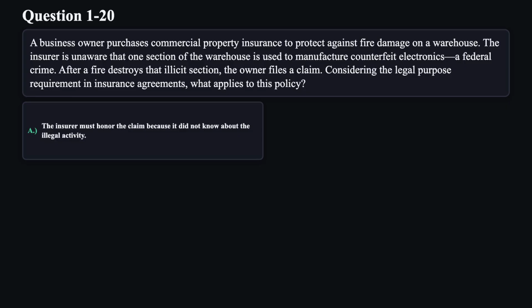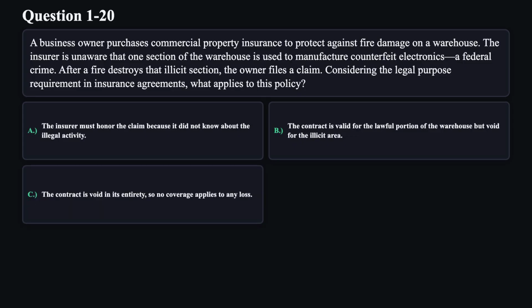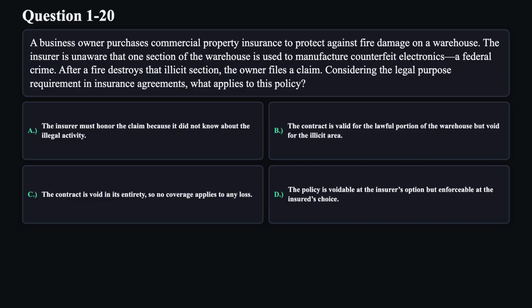A. The insurer must honor the claim because it did not know about the illegal activity. B. The contract is valid for the lawful portion of the warehouse, but void for the illicit area. C. The contract is void in its entirety, so no coverage applies to any loss. D. The policy is voidable at the insurer's option, but enforceable at the insured's choice.